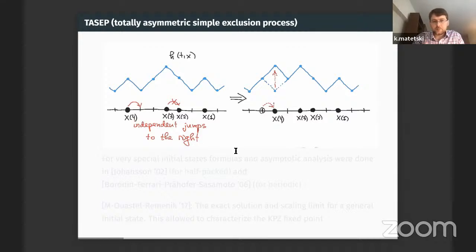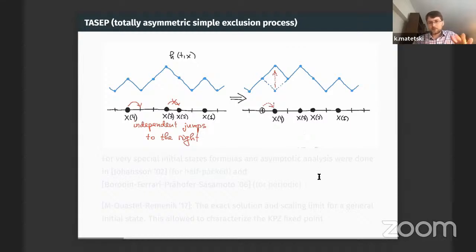So the restriction on the jump is that particles are not allowed to jump on top of each other. So there should always be at most one particle per site. For example, in this picture, if we have these four particles, the third particle is not allowed to jump on top of the second. But on the other hand, if the fourth particle decides to jump to the right, it is allowed to do it. So at the next time, the fourth particle just makes a unit step to the right.